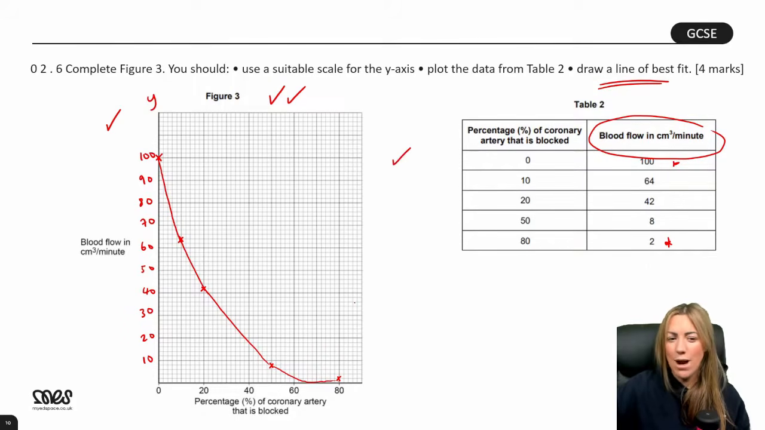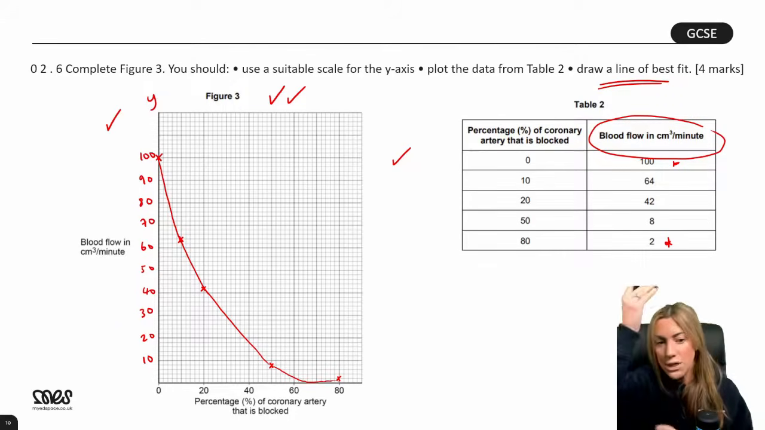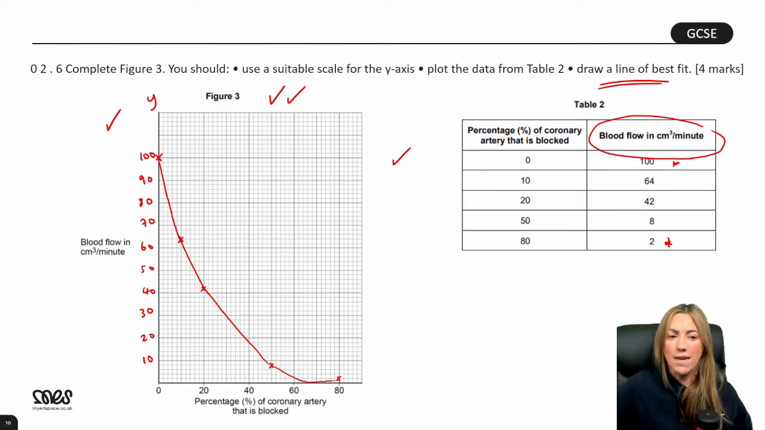Now, we shouldn't really extrapolate. Extrapolate means to kind of extend your line beyond the data that you have. We shouldn't really do that, although you're not going to get penalised for it here. But really, we should stop at 0 and stop at 80 because that's all the data that we've got. It should be a nice smooth line of best fit, and it is clearly a curve, so a nice smooth curve of best fit. Check your points are accurate because it's worth 2 marks for accurately plotting those points. Make sure you put the scale on your y-axis, make sure it's sensible, easy to plot, and make sure it fills at least 50% of the graph paper. And that's a really easy 4 marks.